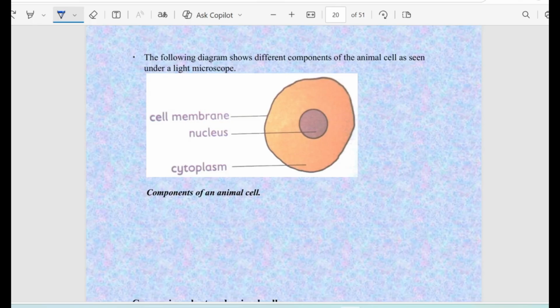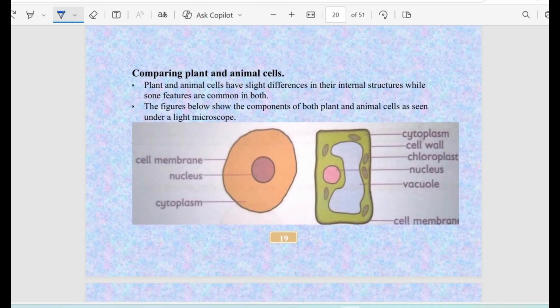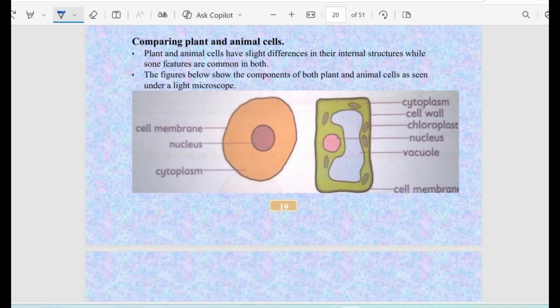So from those two diagrams that we have seen, both the animal cell and the plant cell, we can be in a position to compare or give the differences between the plant cell and the animal cell. Plant and animal cells have slight differences in their internal structures, while some features are common in both. The figures below show the components of the plant cell and animal cell as seen under the light microscope. So from the observations, you can make the differences between a plant cell and animal cell.